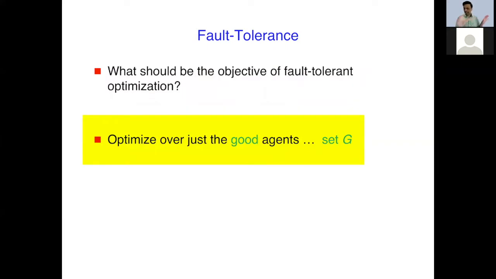Remember that my initial objective was to compute the argmin of the summation of costs over all the n agents in the system. I have now changed that goal, and now I'm going to focus on just the good agents. I only care to minimize the aggregate cost over just the good agents. And this is a reasonable objective because the faulty agents can behave arbitrarily. I cannot really take into account their cost functions. And this is perhaps the best I can try to do.